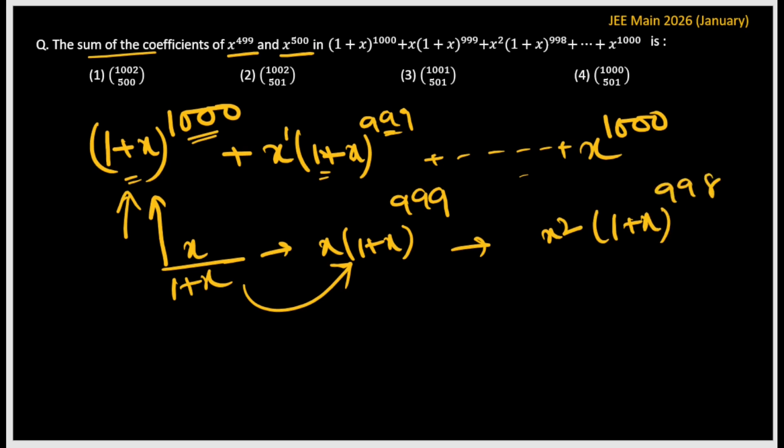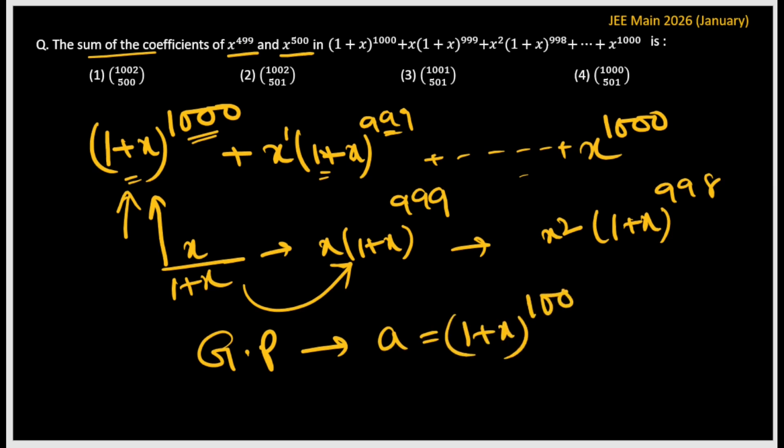So in this case we get a GP series whose first term a is (1 plus x) to the power 1000 and common ratio r is equal to x by 1 plus x. So if we find the sum of the GP series, then we get the sum of this expression.